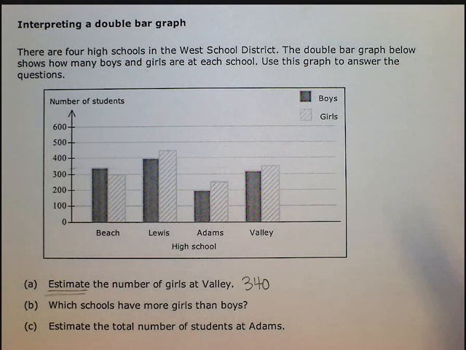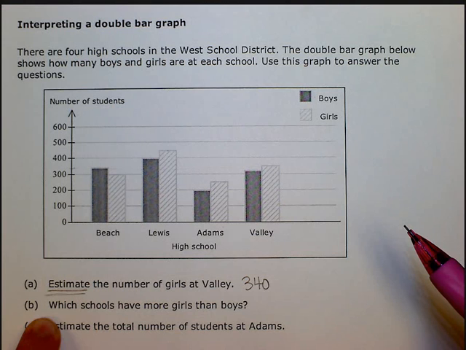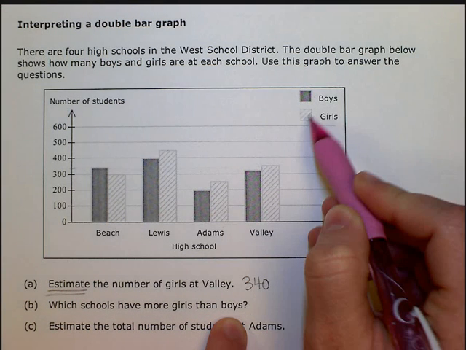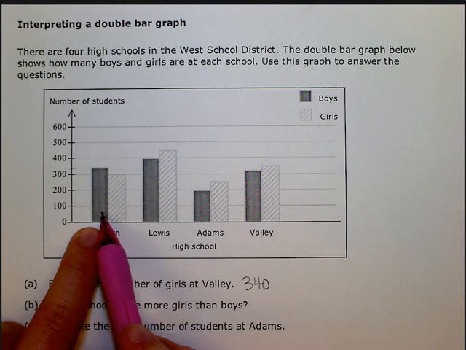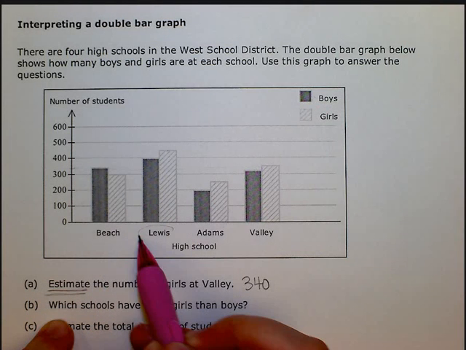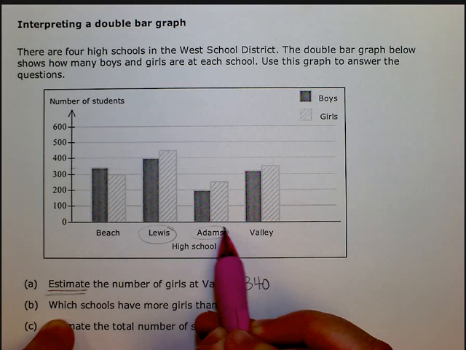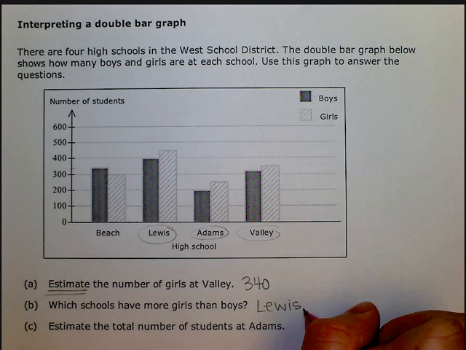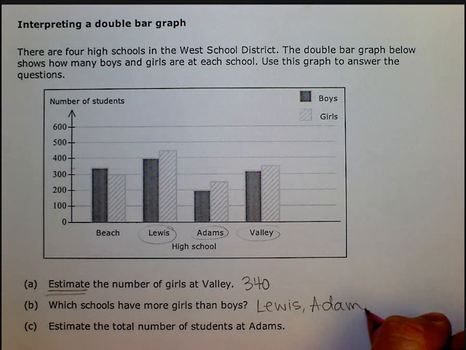Okay? Now, B, which schools have more girls than boys? So more stripes than gray. This one, boys are more. This one, girls are more. This one, girls are more. And this one, girls are more, because those are all taller. So the schools that have more girls than boys are Lewis, Adams, and Valley.